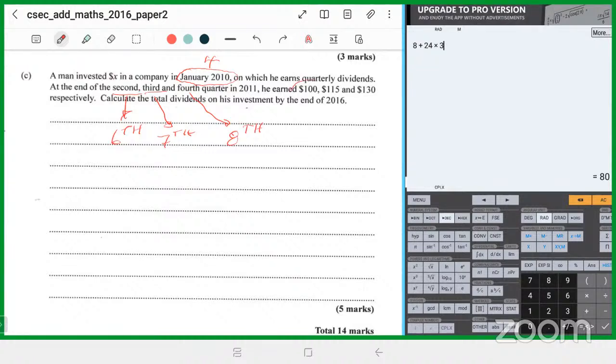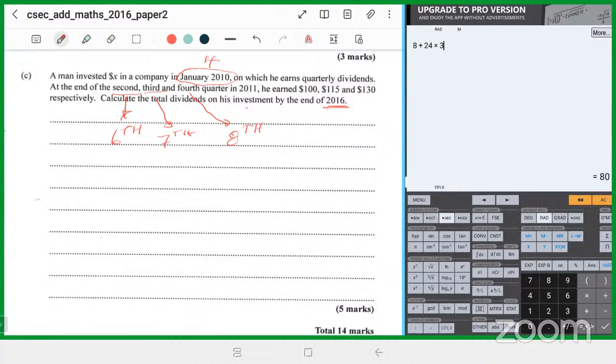And they're telling us that these are the dividends. So at the end of the second, third, and fourth quarter, he earns 100, 115, and 130. That follows our AP, respectively. Calculate total dividends on his investment at the end of 2016. At the end of 2016, you have to know how many years and how many quarters have gone in total, from 2010 to 2016.